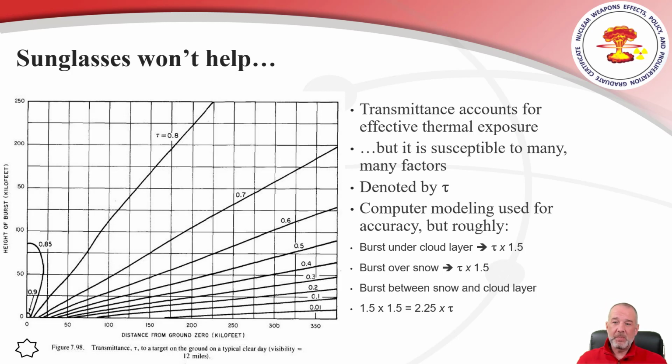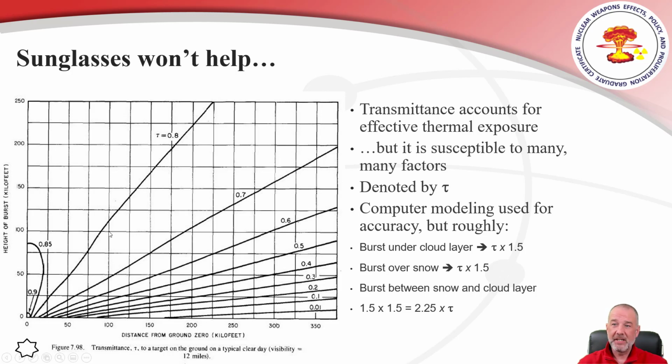Okay, well, this particular plot just says, if I know my height of burst and my distance from ground, I can tell you how much of this thermal radiation is going to end up being transmitted. So let's just pick something at random. Let's look at 100,000 feet away at roughly 100,000 feet height of burst. So if we go right to here, so here's 100, here's 100.